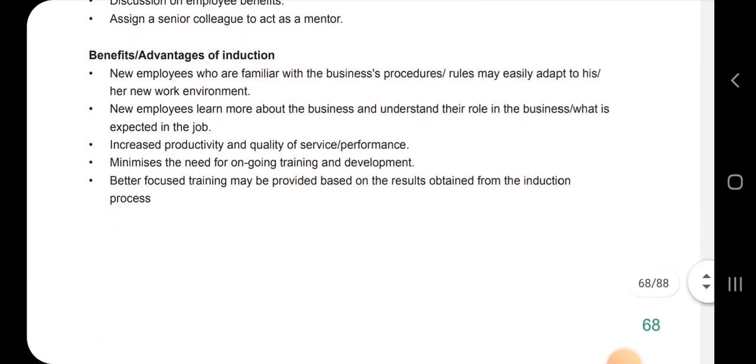So the benefits of induction: new employees who are familiar with the business procedures and rules may easily adapt to their work environment because they've been introduced to everything. New employees will learn more about the business and understand their role in the business and what is expected. It will increase productivity and quality of service performance.